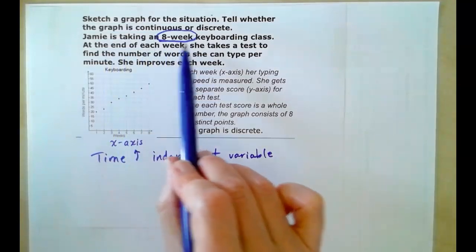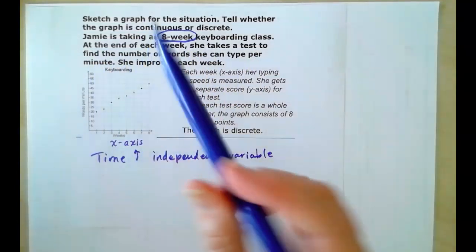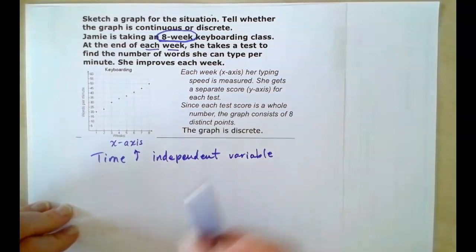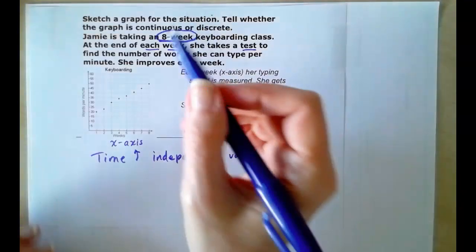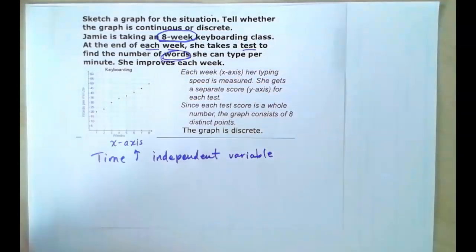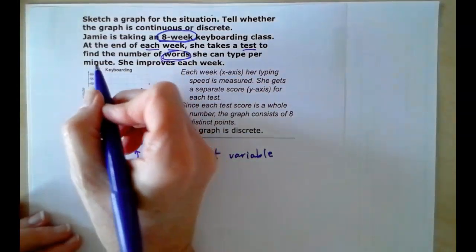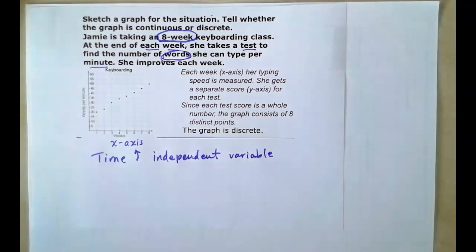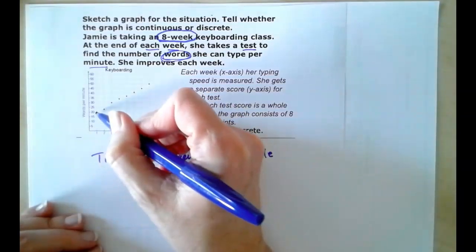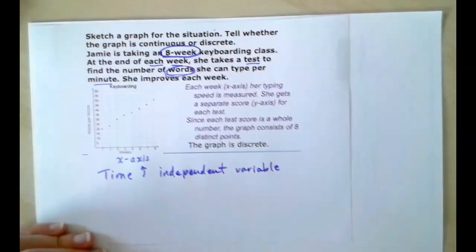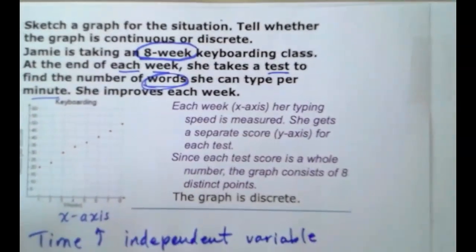So Jamie's taking an 8-week keyboarding class. At the end of each week, she takes a test. Not every day, not every minute, once per week. She takes a test to find the number of whole words that she can type per minute, per whole minute. She improves each week. So what we see here is that at the end of week 1, she can type 20 words per minute. Let's zoom in on this so you can see it a little better.